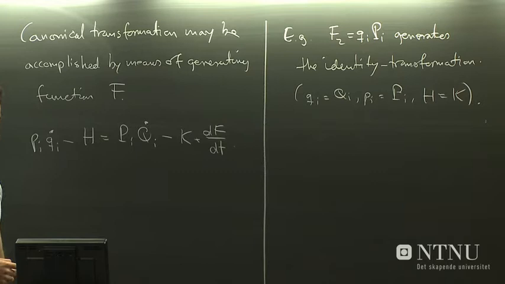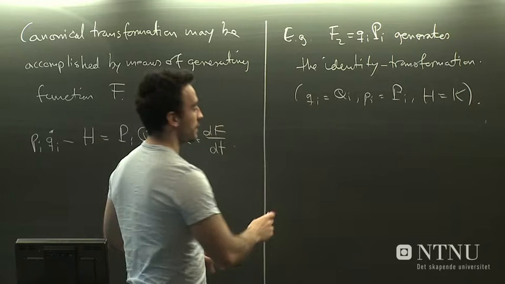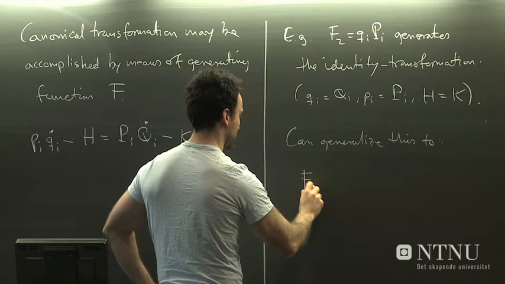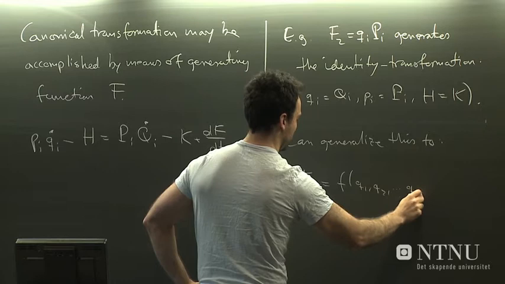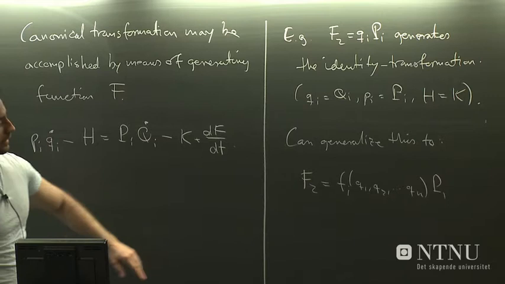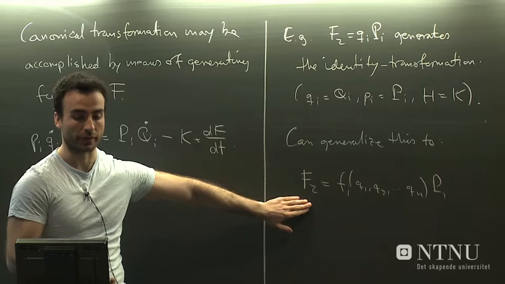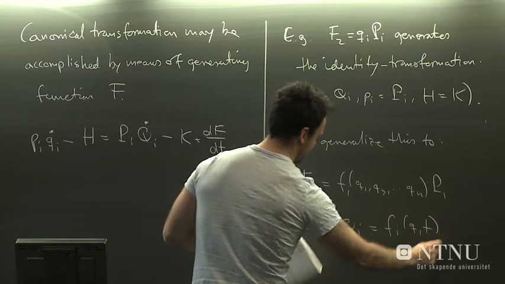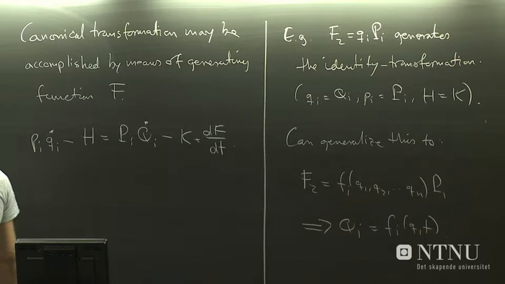And we could generalize this statement somewhat to consider a function like this. And we saw how this type of generating function would correspond to a point transformation. Like this, which is, for instance, going from polar to Cartesian coordinates.